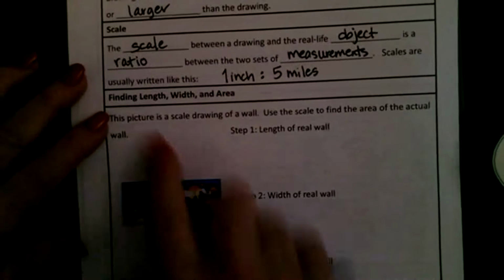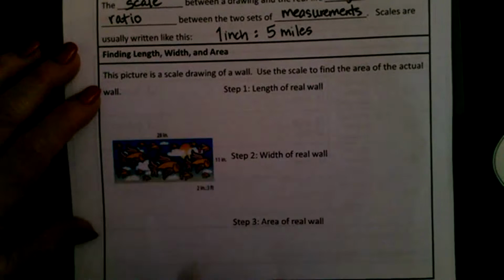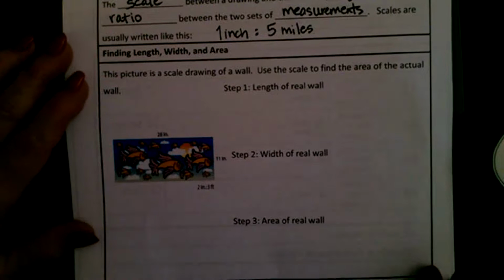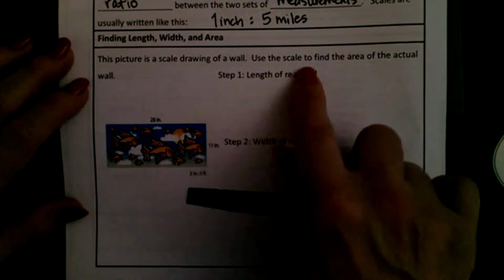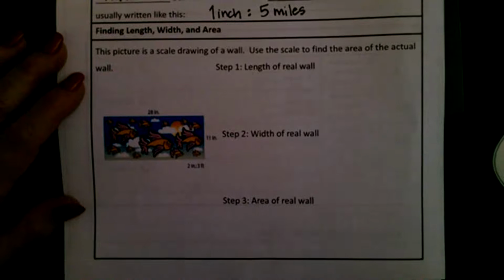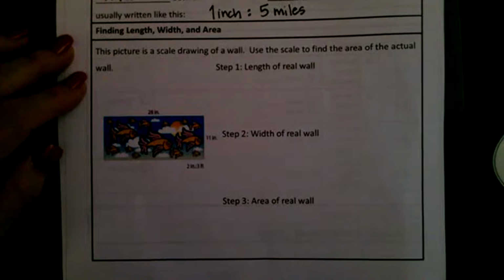Okay, so this picture right here says this picture is a scale drawing of a wall. So this is a picture, but it is a scale drawing of a wall, like a mural painted on a wall. Okay, so use the scale to find the area of the actual wall. So here is how I do this. I do it just like I taught you in the ratios and proportions unit. We're going to write 3 ratios. We're going to write the word ratio, and then we're going to write the given ratio, and then we're going to write the missing ratio and solve for the missing part.